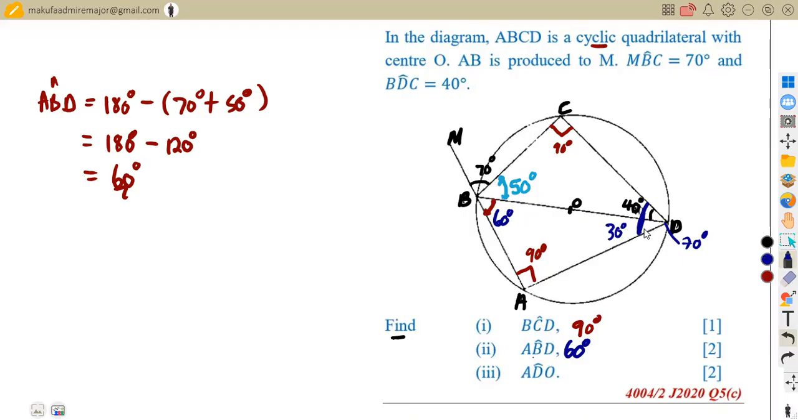That was another way. So if you are using this 60 degrees now, if you are using this triangle, let's say you didn't see this part of 70 degrees and you want to use this triangle. How are you going to find this angle at D? You are simply going to subtract.